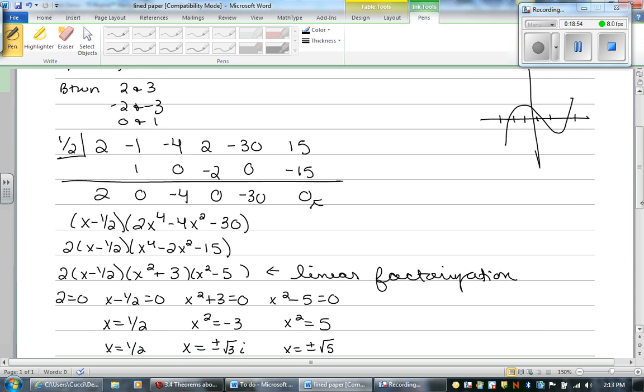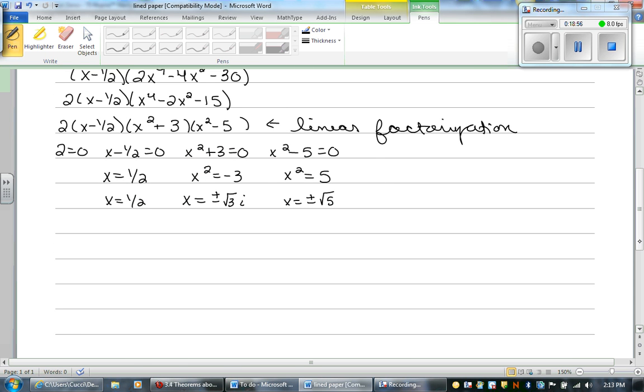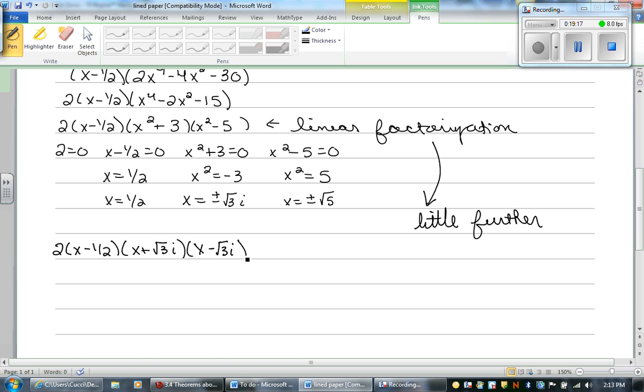Okay. So the last thing I need to do, I'm going to factor it a little bit further now that I have the zeros. Don't forget the 2 that I had. x minus 1/2, x plus the square root of 3i, x minus the square root of 3i, x plus the square root of 5, and x minus the square root of 5. And that's completely factored.